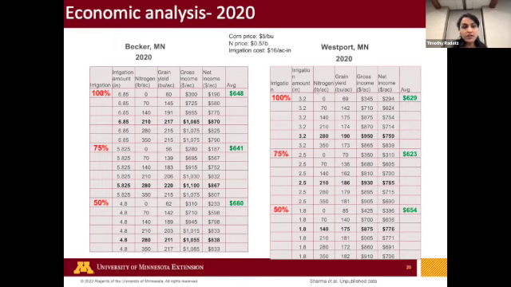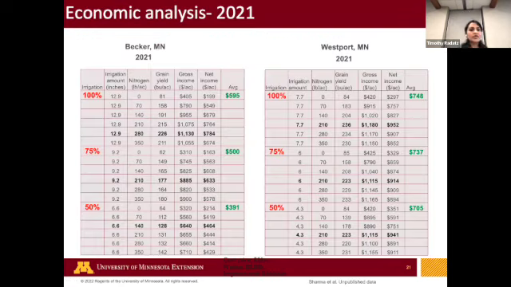However, for 2021, I'm not able to move the slides. Okay. For 2021, the similar tables, Becker is on the left, Westport is on the right. We found that 100% irrigation made the most sense, because there were significant differences in grain yield. The reason, as you know, is that 2021 was a drought year, a very dry season, with no rainfall in June, July, and August. So the crop needed that water. As much as we were putting in, the crop was actively using it, and that was reflected in yield as well.